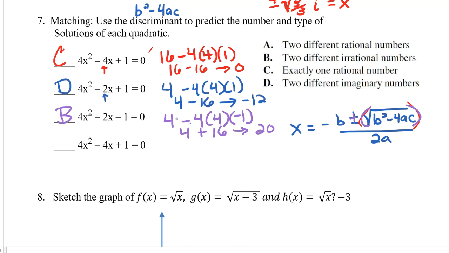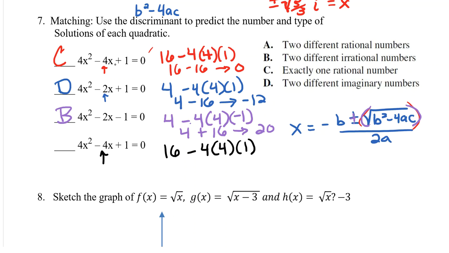And the last one, b squared would be 16. B is negative 4. Minus 4 times a times c. And here we have, oh, it looks like I have a repeat of the first one. And I don't think I wanted that. I'm going to pause and see if I should change that problem.